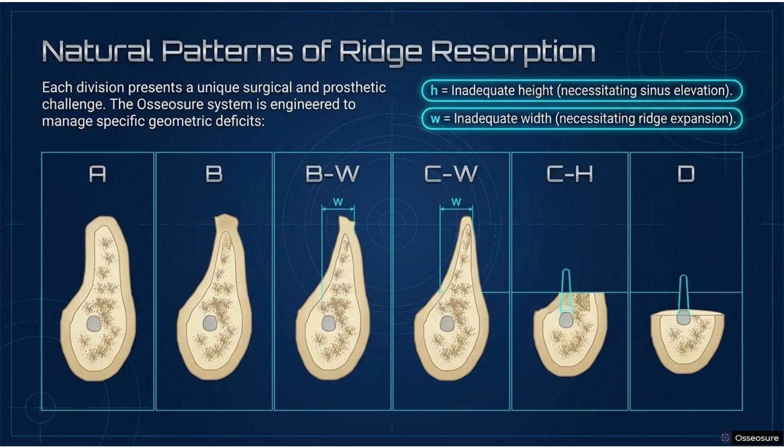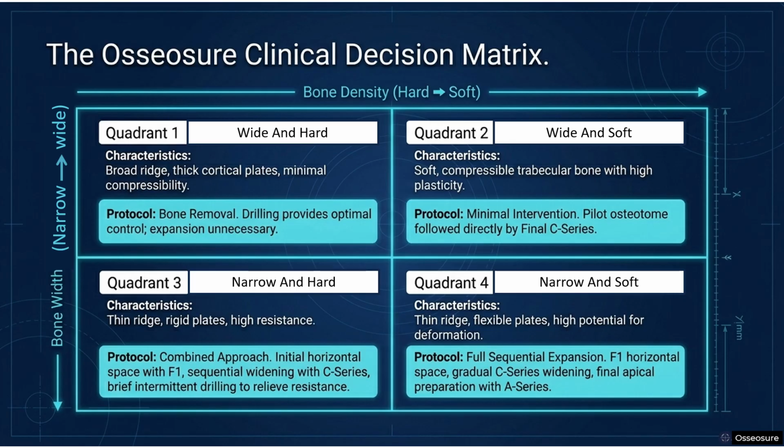In division B and B minus W, OsseoSure helps with resplitting. In C minus H, in maxilla, it helps with indirect sinus elevation. And if division A bone is soft, it helps with bone condensation. For OsseoSure treatment planning, we consider bone in two dimensions. Bone will be either narrow or wide and soft or hard.